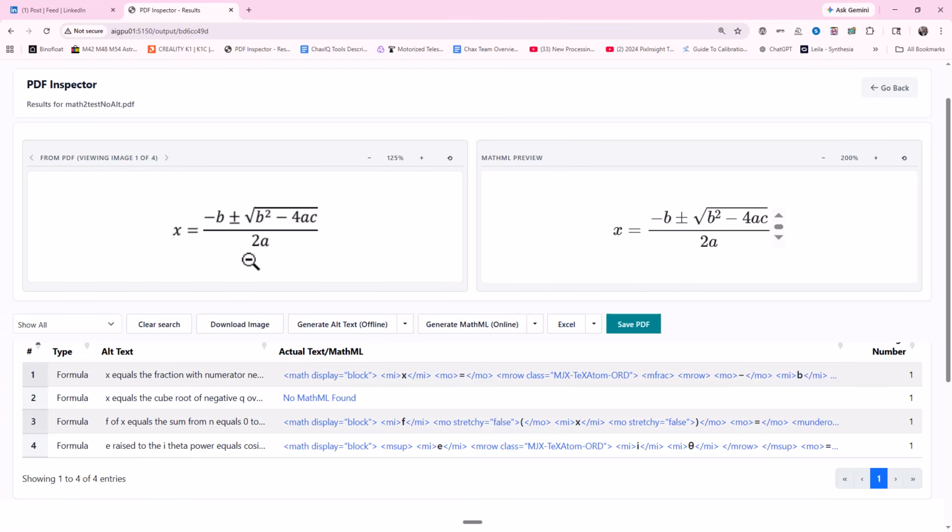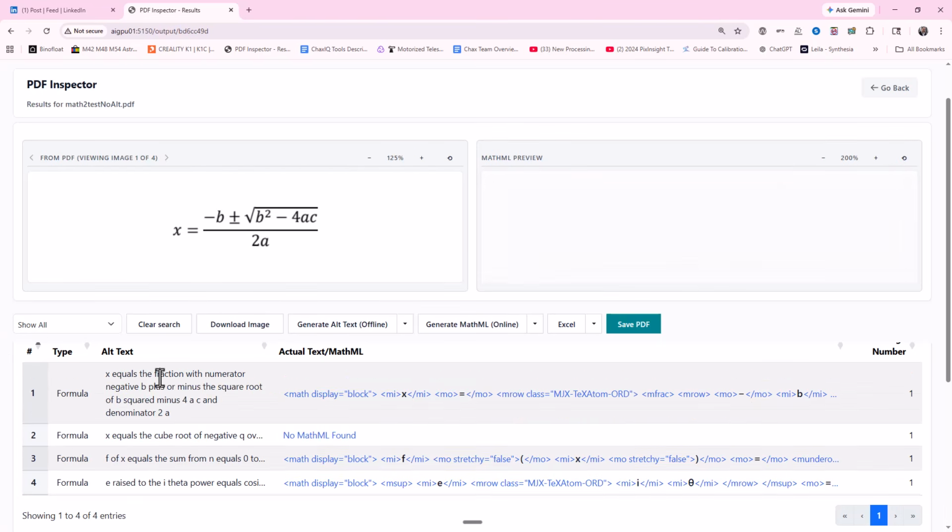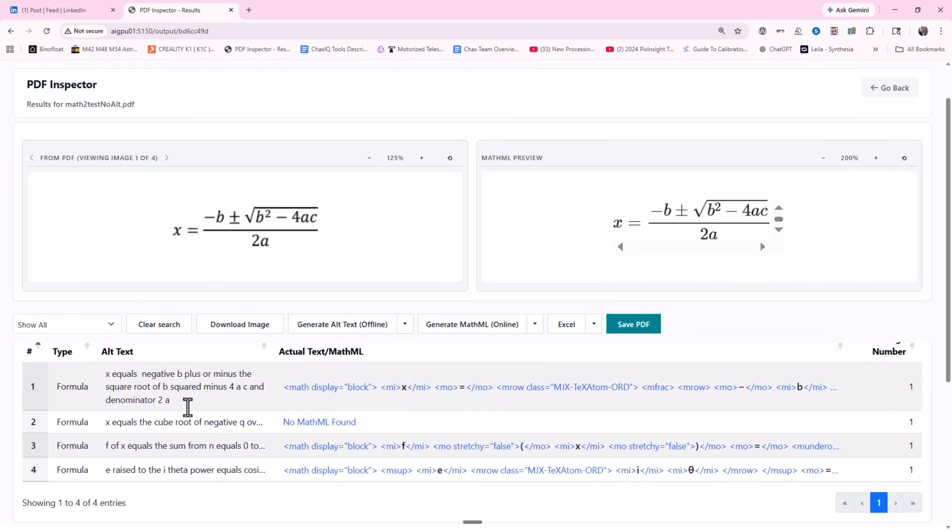And in fact, I can see that both the image from the original document and the MathML rendering match. And I can look at the alt text, and it says x equals the fraction with a numerator negative b plus or minus a square root. And I can say, you know what? I don't want the numerator in there. I can say x equals negative b plus or minus a square root of b squared minus 4ac. And I'm going to change that to over 2a.